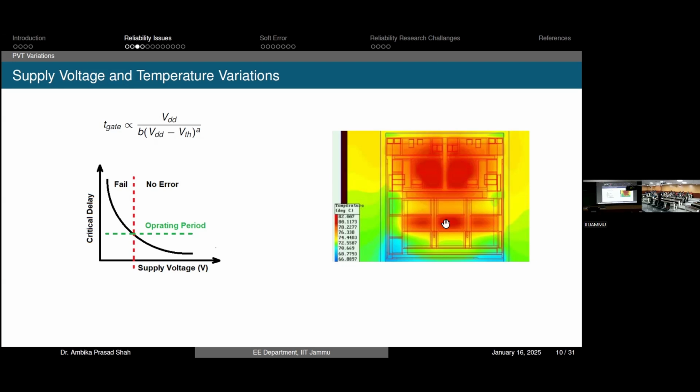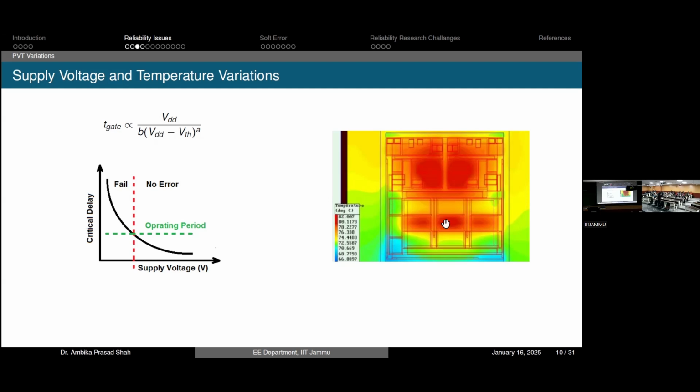If the activity factor is different, what does it mean? There may be more toggling, more switching, so more switching power dissipation will be there. So a hot spot can be created, and some region where the activity factor is more will have more heat than the other one. That's possible, right? So this is what we can call the temperature variation.